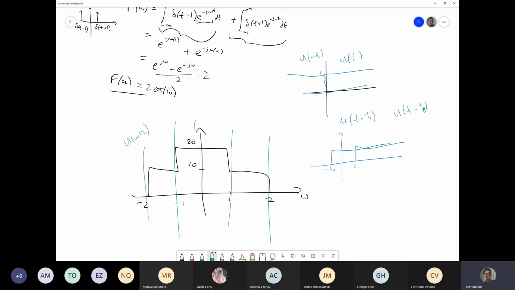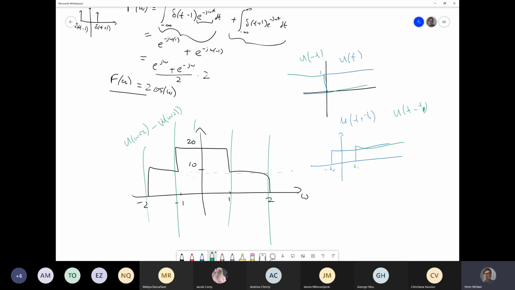So this section here is u of omega plus 2, and then we're going to subtract u of omega plus 1. What that's essentially saying is u of omega minus 2 starts here and then goes along like this forever, and u of omega plus 1 starts here and goes on forever. So when you subtract them, all this bit gets subtracted, and we just get that bump.